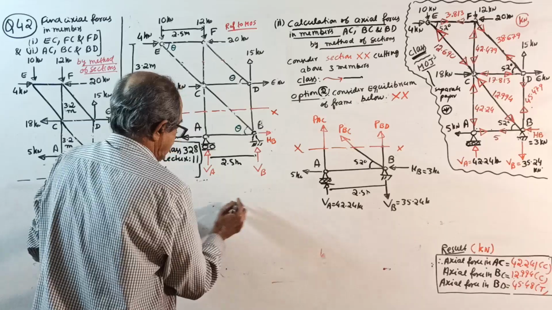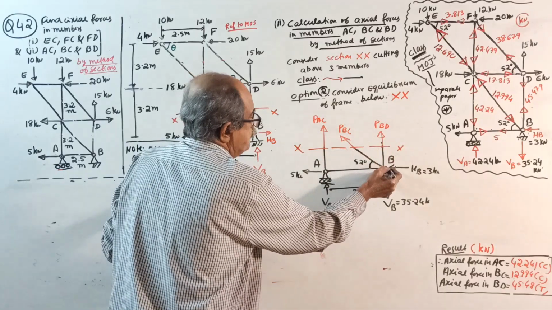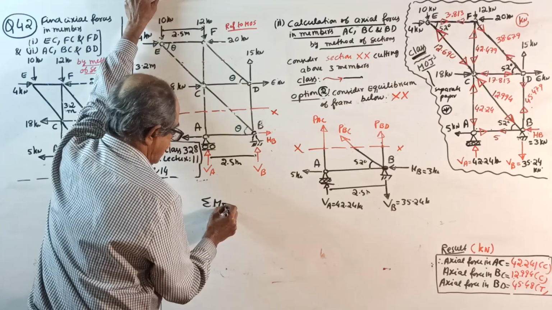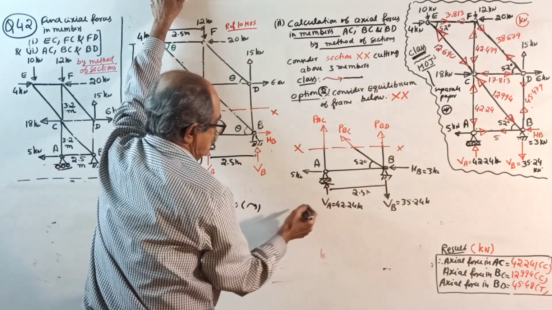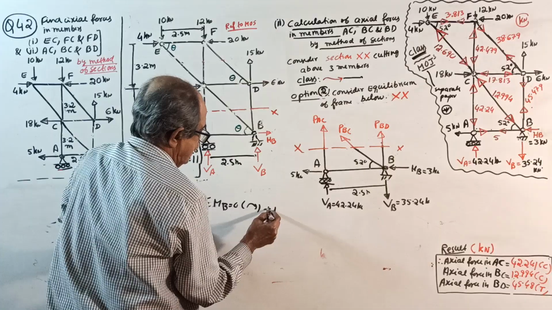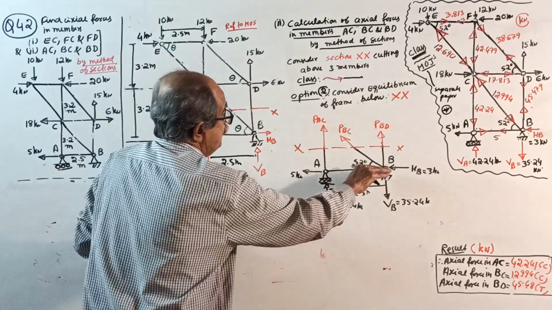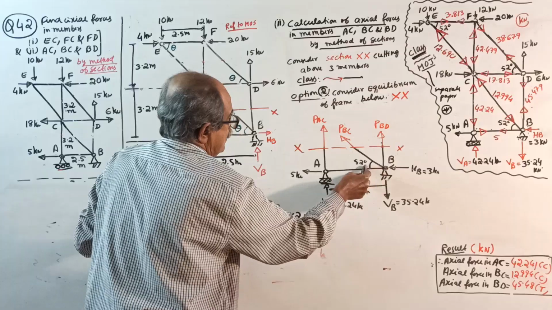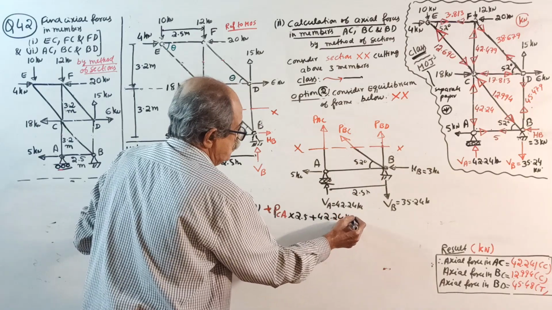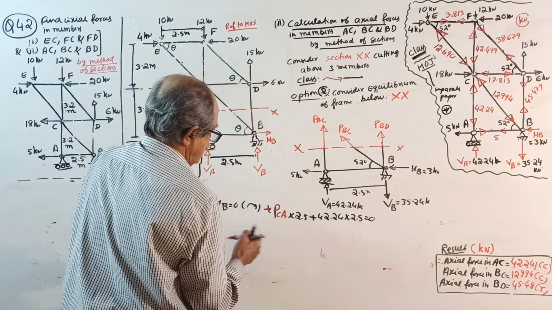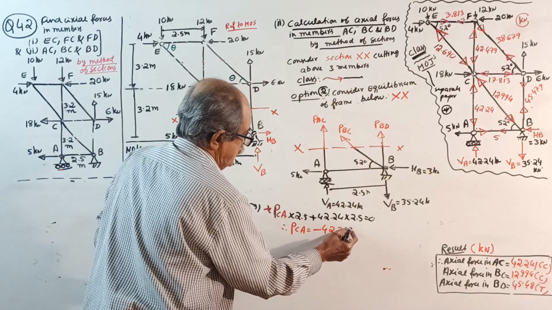Okay, start. Sigma M about, this time you should decide among the three unknowns, two are meeting at B. So moment about B. Sigma M about B equal to 0, take clockwise positive. Plus PCA into 2.5, unknown for red color, plus PCA into 2.5 clockwise, then this into 0, plus 42.24 also into 2.5 equal to 0. Therefore, your PCA equal to minus 42.24 kilonewton.